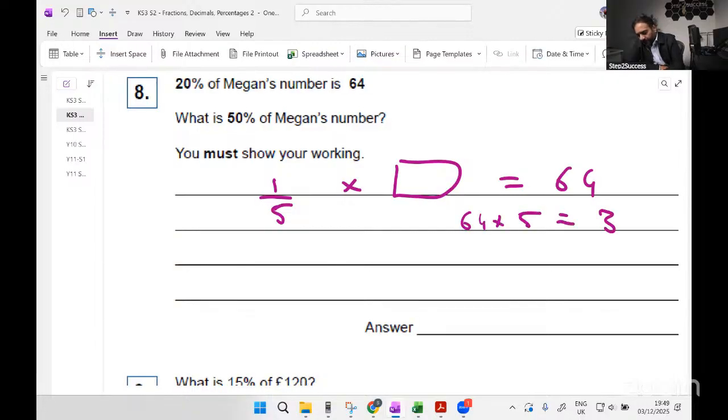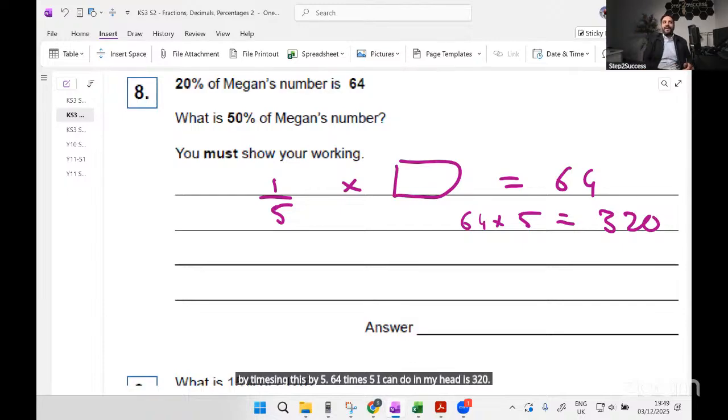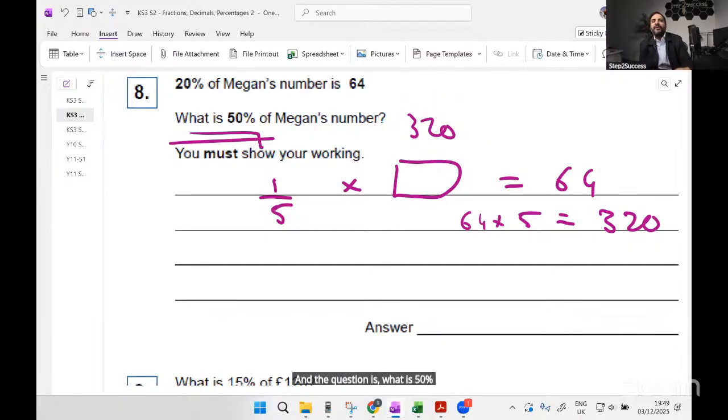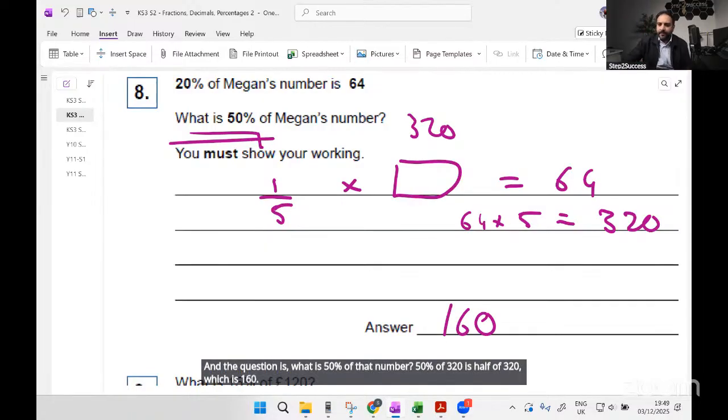64 times 5 I can do in my head is 320. So that means the number we started with here was actually 320. And the question is, what is 50% of that number? 50% of 320 is half of 320, which is 160. Okay, that was that.